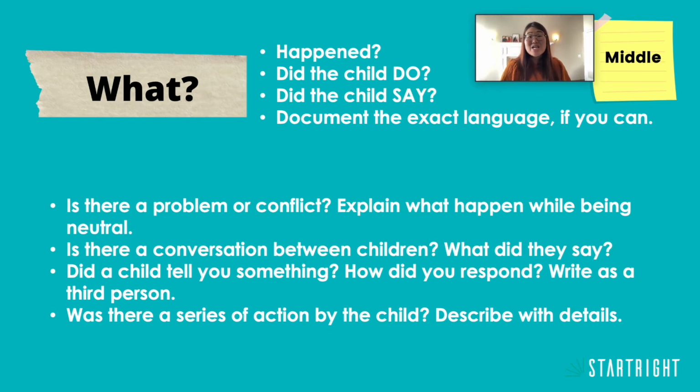Alright? Did a child tell you something? How did you respond? Write as a third person. So did the child tell you something? Sometimes the conversations happen between you and the child. So write that down as well. And how did you respond? So write down how you respond. Try to use proper grammar when you speak to children. And when you write down your response, be trying to use proper grammar as well.